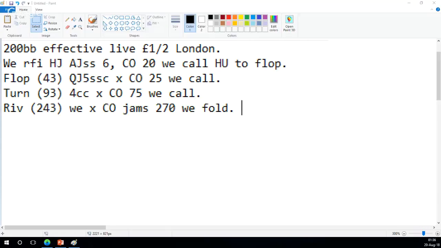Out of position as well, we're going to get called reasonably often and just have to play out of position with sort of a mid-range, not a nutted hand particularly. Well, unless we make a flush. So we call. On the flop, we flop middle pair and the nut flush draw. We check. He bets just over half the pot, and we decide to flat.